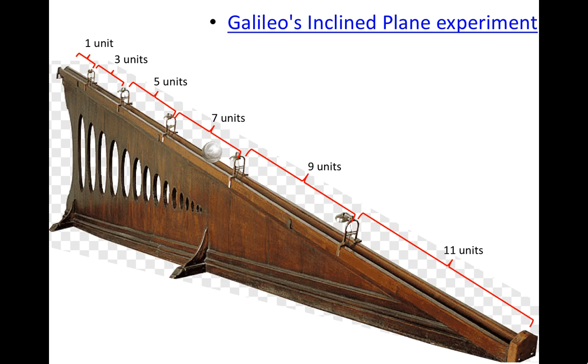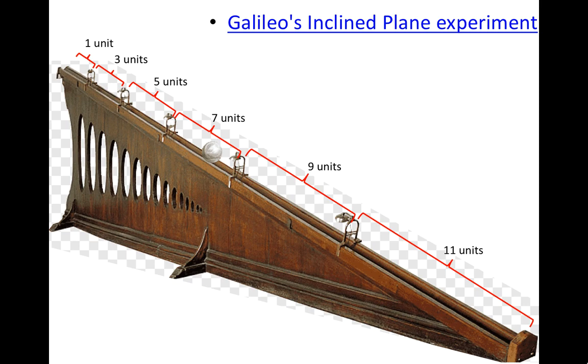And hopefully you can see the pattern here. These are all the odd numbers. And Galileo called this the odd number rule. In equal time periods, the distance traveled by the rolling ball followed the pattern of 1, 3, 5, 7, 9, and 11. That pattern is actually indicative of a bigger, more general pattern.